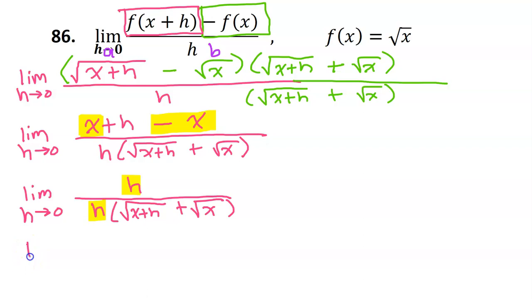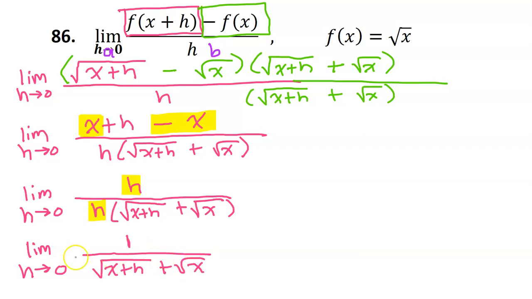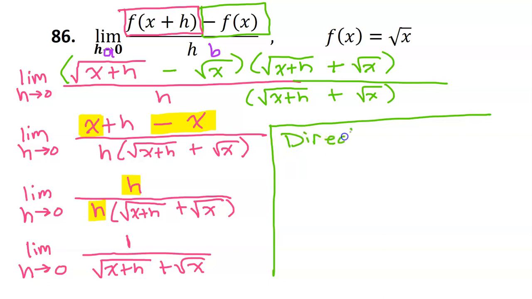So this will become the limit as h approaches 0. Well, the h in the numerator is canceling out, but I still need something up here as a placeholder, so I'm going to have a 1. And then I'm going to have the square root of x plus h plus the square root of x. Now, let's see if we can go ahead and do direct substitution. In fact, let me make a little box here for the rest of my work. And I'm going to write the word direct sub so everybody knows what's about to happen. And by the way, this is the first point at which I can stop writing the limit as h approaches 0. You have to keep writing that over and over again until you actually do the direct substitution.